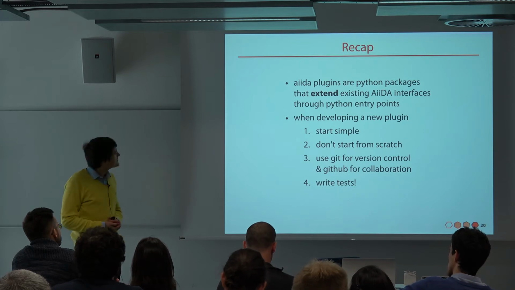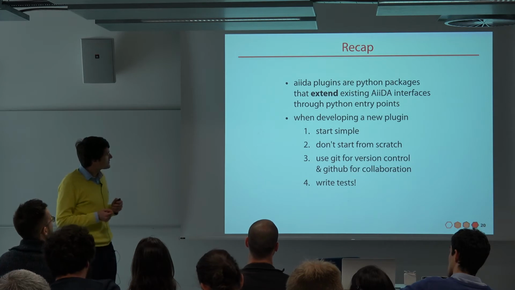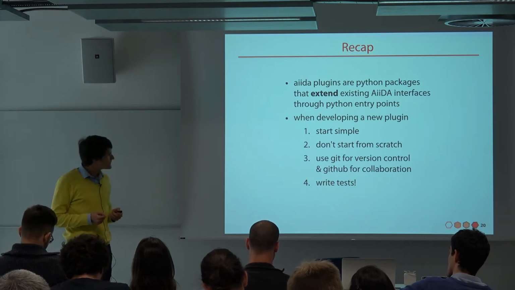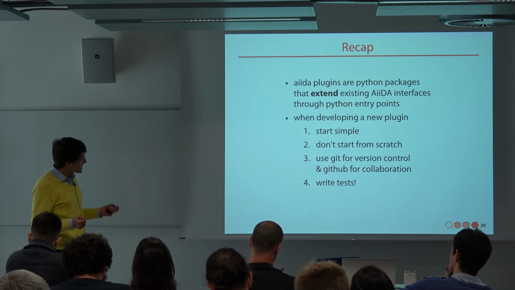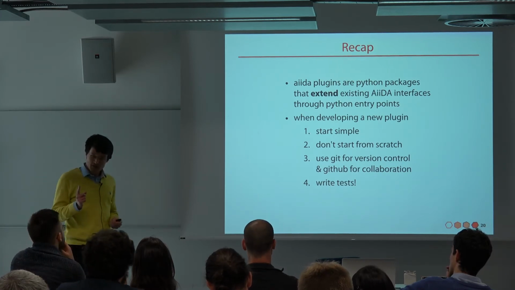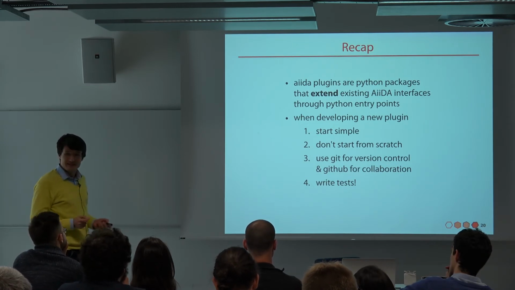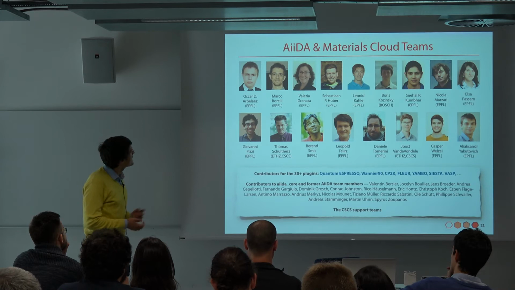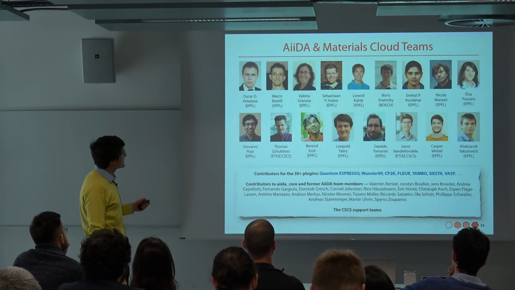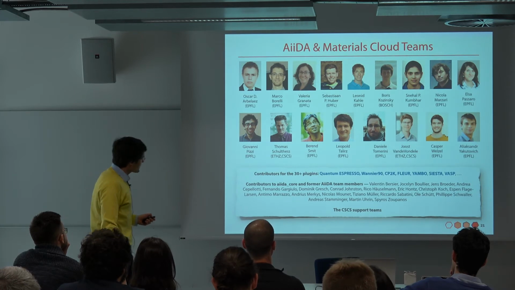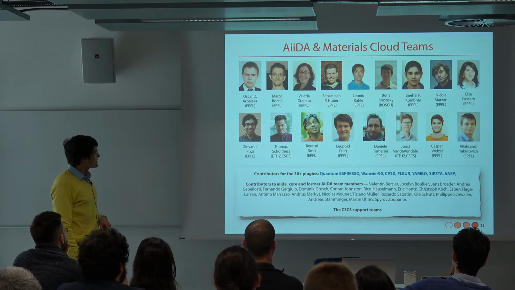So this brings me to the end. AiiDA plugins are Python packages that extend existing AiiDA interfaces through Python entry points. And when developing a new plugin, start simple. Don't start from scratch. Use Git for version control, I didn't mention this, and GitHub for collaboration. And write tests. And with this, let me thank the many developers of aiida-core and Materials Cloud that are listed here, and the contributors of the more than 30 plugins that we have on the AiiDA mailing list.